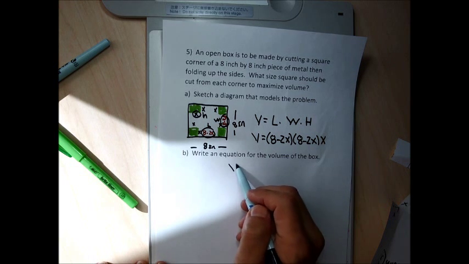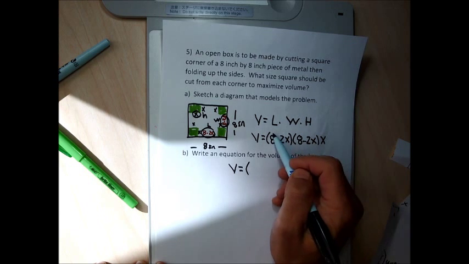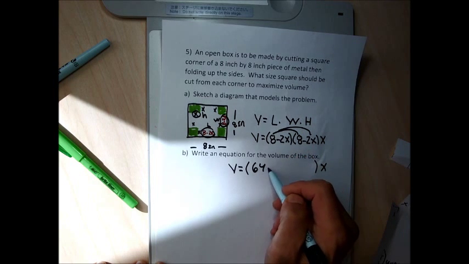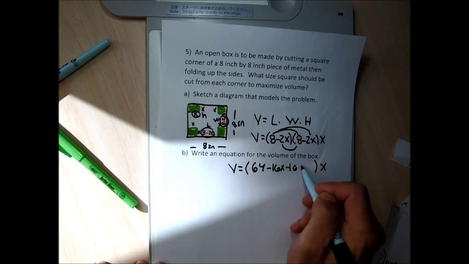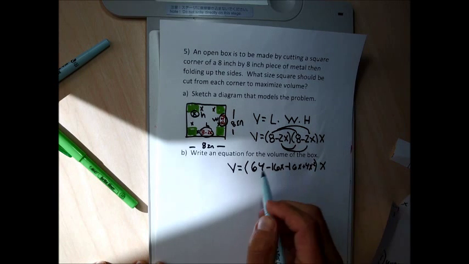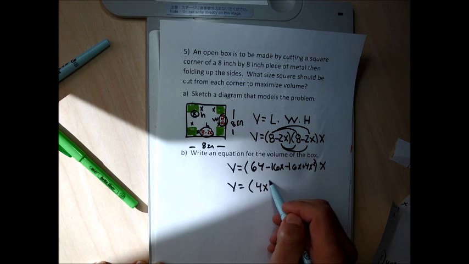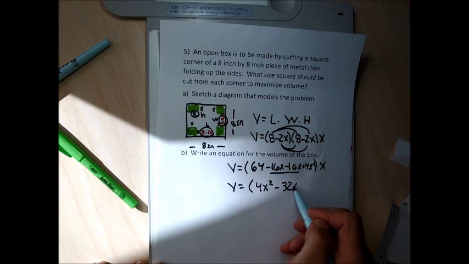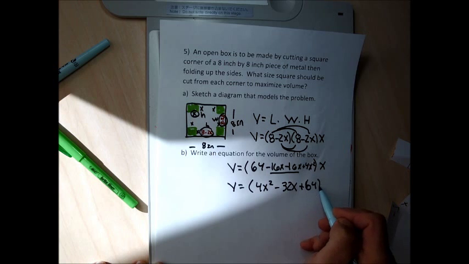In order to get a nice answer for Part B, I'm going to clear the parentheses that I've created by going 8 times 8, which is 64. 8 times minus 2x is minus 16x. Minus 2x times 8 is minus 16x. Minus 2x times minus 2x is plus 4x squared. I'm going to clean up the parentheses, combine like terms, and write it in a nice order. I'm going to write the 4x squared first. The 2 minus 16x's I'm going to combine to a minus 32x. And the plus 64 I'm going to leave as a plus 64, but I'm going to write it last.